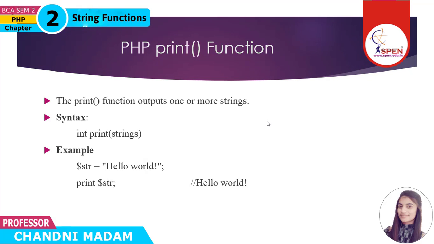Now our next function is the print function. This function prints one or more strings as output. After executing, it returns an integer. This function always returns 1. We will pass one or more strings into this function. Here is the example: $str equals "hello world". So we will initialize our $str as hello world. Now we want to print this hello world, so we will use our print function, and this function gives hello world as output.